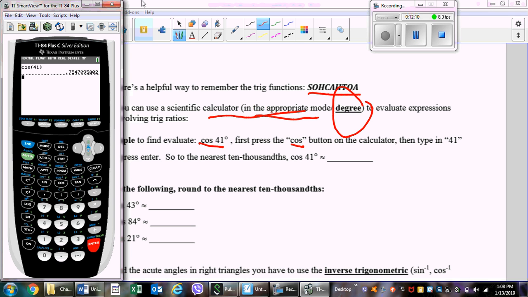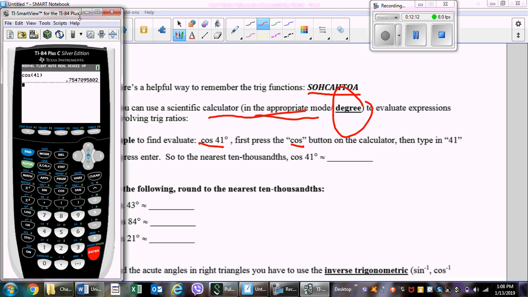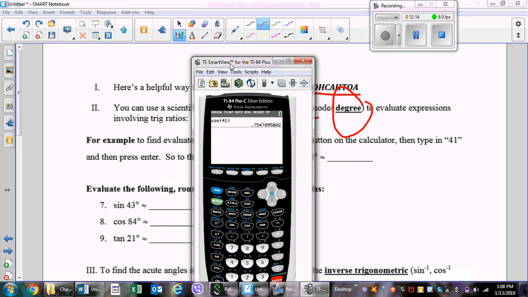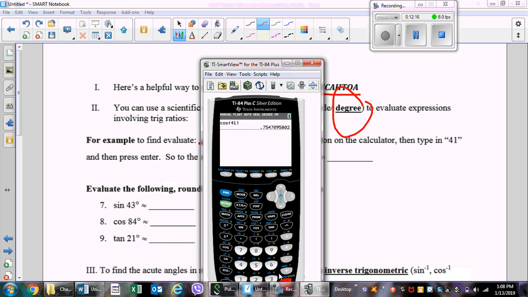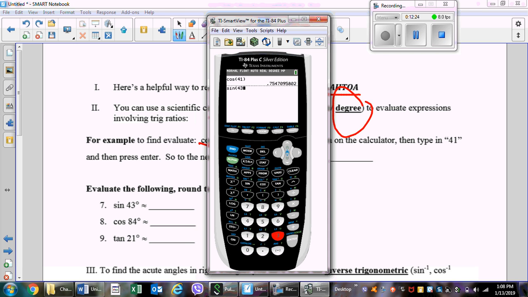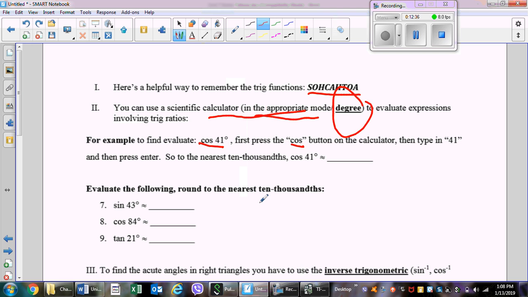All right, so what I want you to do right now is take sine 43. What is sine 43? You put sine, and then you put 43. Press enter, and write down the answer. Okay, what is cos of 84? What is tangent of 21? Rounded to the nearest, what does this say here? Nearest 10,000. Okay, so rounded to the nearest 10,000. You don't need to write everything down.